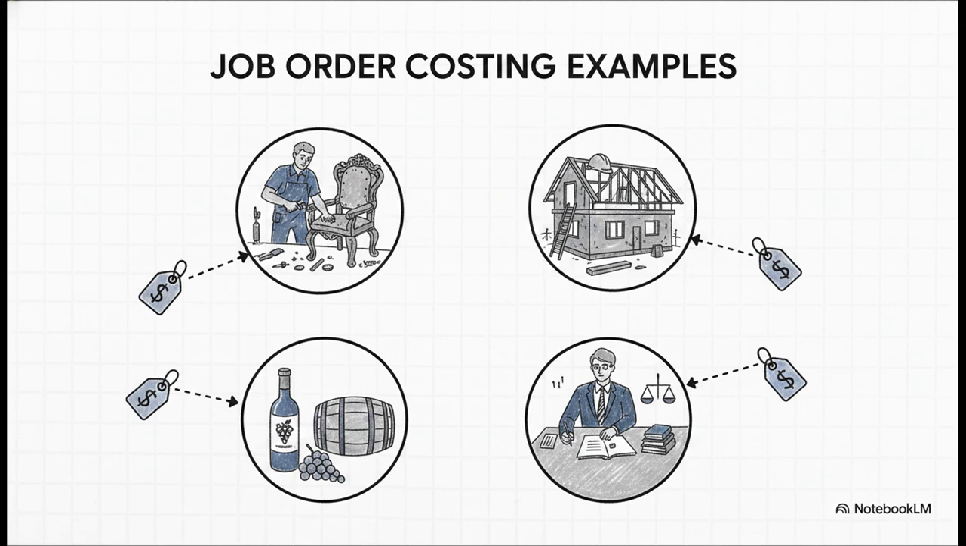So when would you actually use job order costing? Well, think about a shop making custom furniture. Every table is unique. Or a construction company building a house. Heck, even a law firm uses it. Every case has its own set of billable hours and specific expenses. In all these cases, you absolutely need to know the profitability of each specific job.